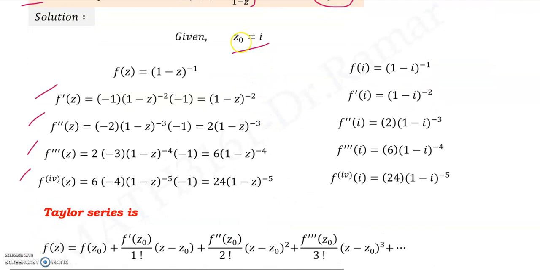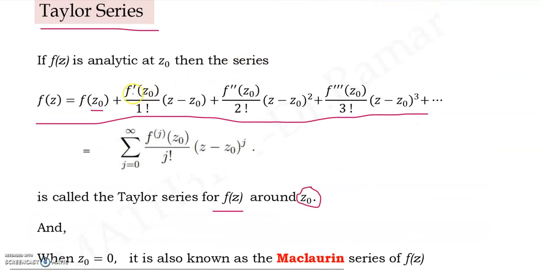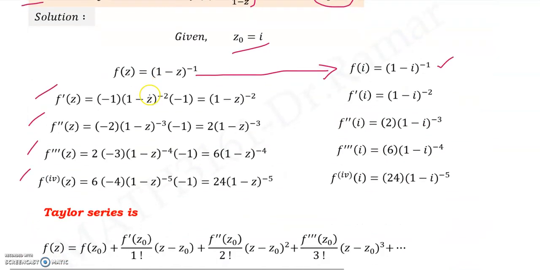So now we put here, f of z we know that. z0 is i, so for z you put z0. For z0, what is given in the question? i. So you put i here. So f of i, how much? (1 minus i) to the power minus 1. What is f dash of i? Because we need here f dash of z0. So f dash of i is (1 minus i) to the power minus 2, because this is f dash of z. Here you replace z by i.